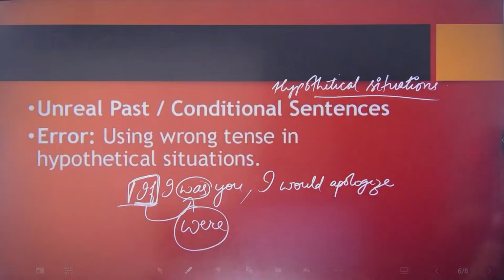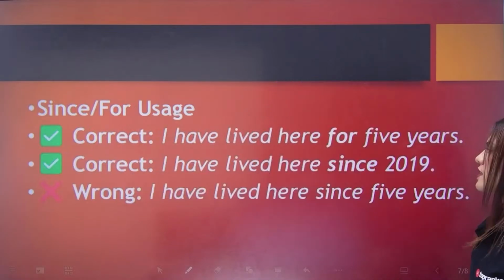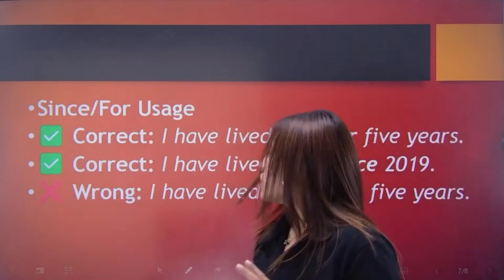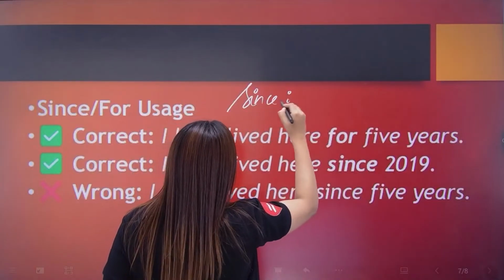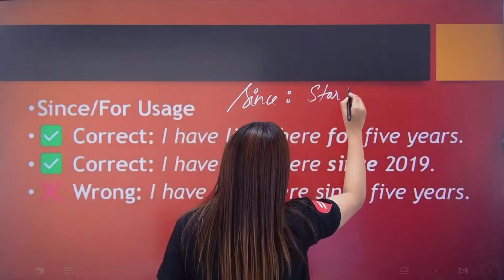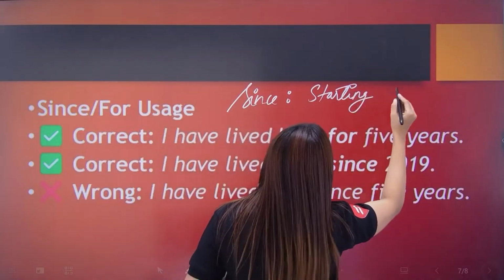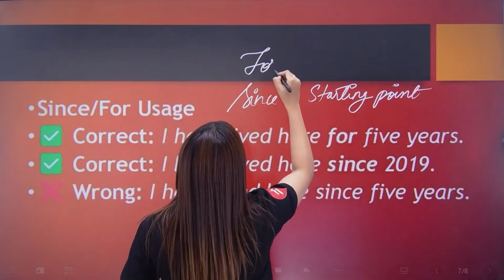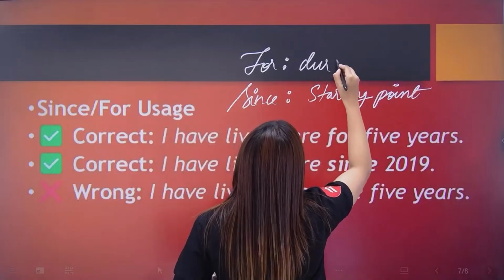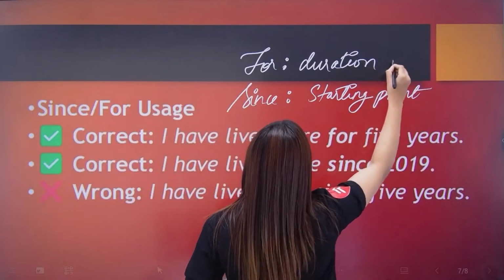Remember that. Okay, please look at this for a moment and then we'll move past it. The next rule says since and for usage. So I have given examples here as well. First, let's understand where we use since. We use since when we are talking about the starting point, where we are already clear about the starting point. Whereas for is used to talk about duration of time.